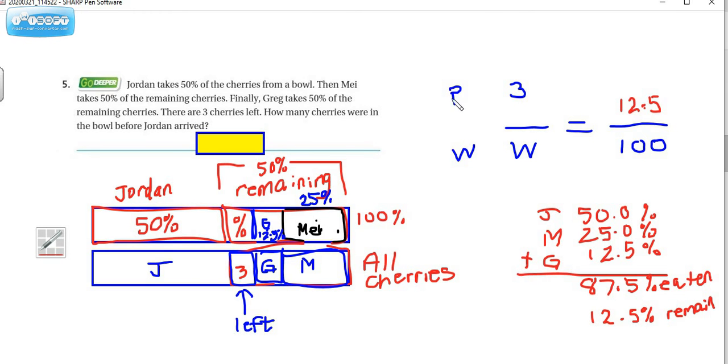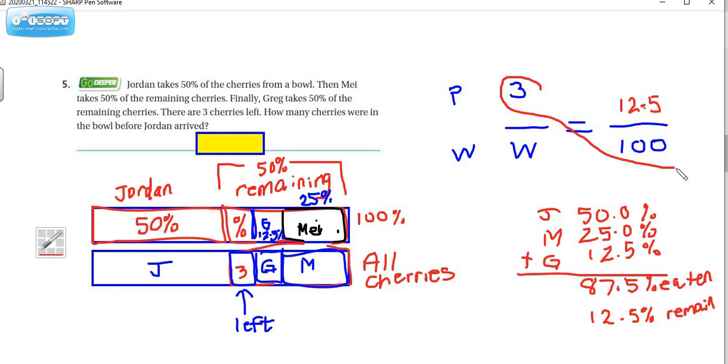So set it up as parts and wholes, and we know that the part is 3 and that the all of it number we don't know. That's what we're trying to figure out. We're figuring out all the cherries. And the part that we know that's percent, we figured that out and we got 12.5%. So we're going to substitute that in for the part. Now really the only way that you can solve this is using cross products probably.